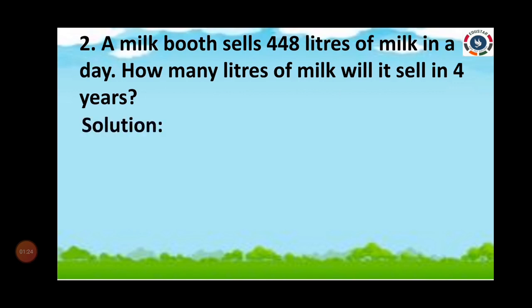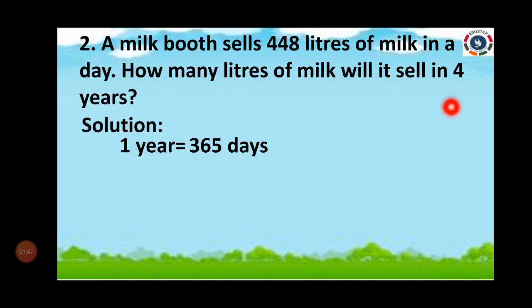First take and write 1. Now you tell me how many days there are in 1 year, and write that. So 1 year equals 365 days. So 1 year equals how many days now? 365 days. So 1 year equals 365 days means how many days are there in 4 years?